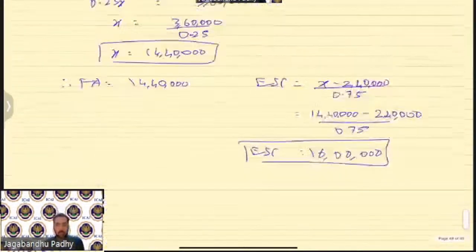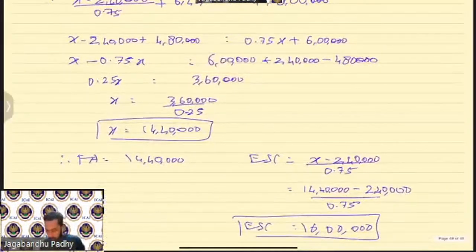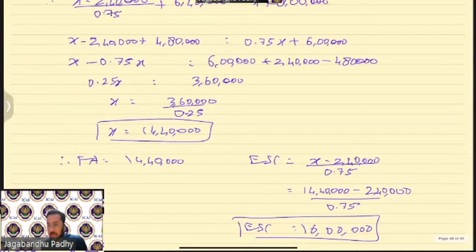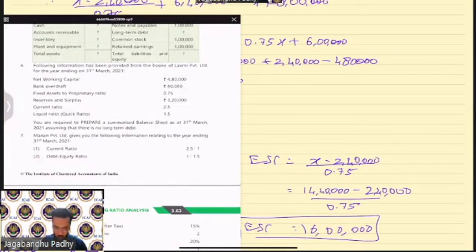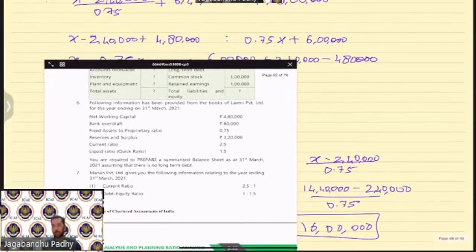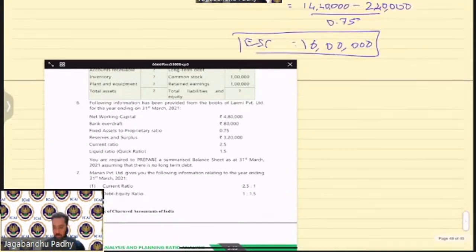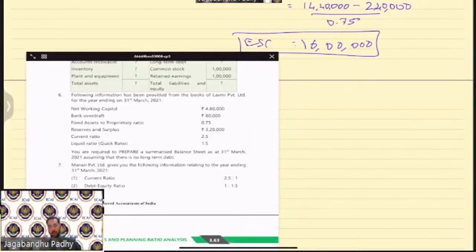Right? So I think, is it clear how we get the equity share capital in this practical question? The proprietary funds in practical question number 6. That was a tricky question because the ratio between fixed asset and proprietary funds was given with no clear distinction for each of them. So the only way to solve such questions is to prepare a draft balance sheet and equate the total of assets and total of liabilities.